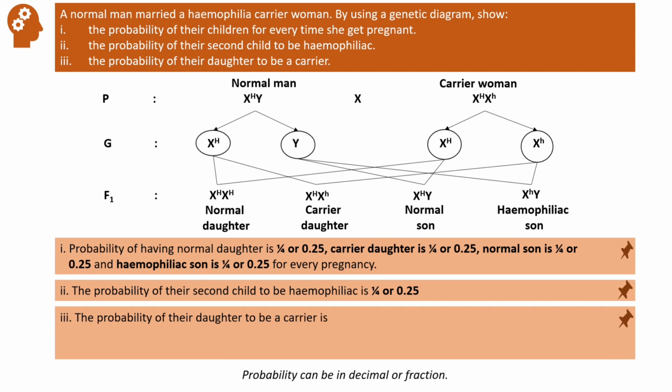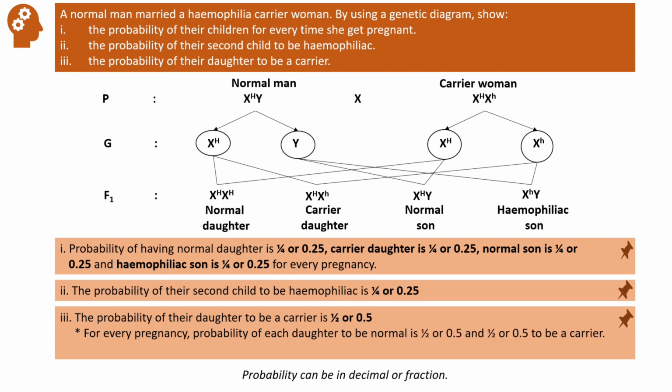And the answer for the third question is: the probability of their daughter to be a carrier is 1/2 or 0.5. For every pregnancy, the probability of each daughter to be normal is 1/2 or 0.5 and 1/2 or 0.5 to be a carrier. Only daughters are considered, not all the children.